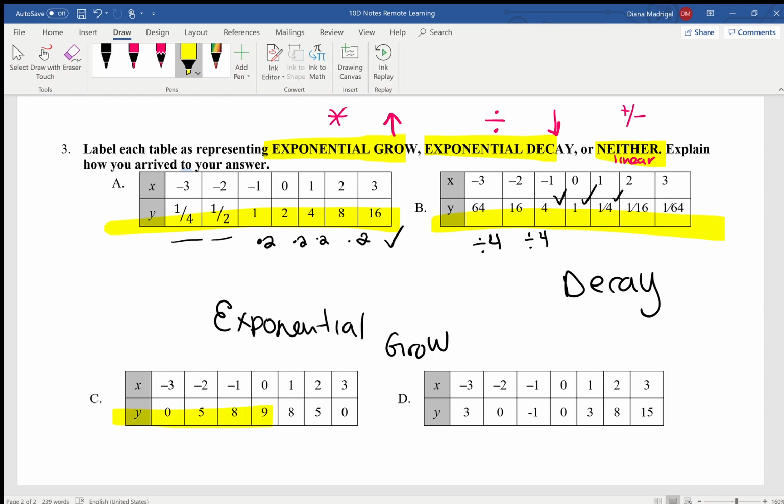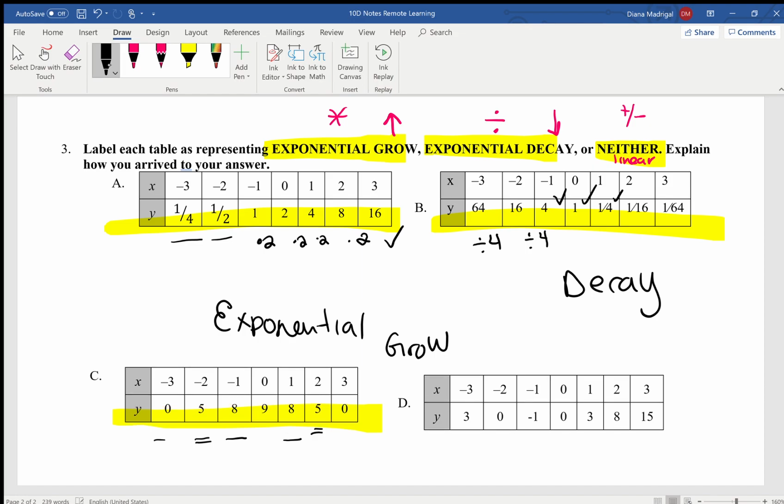And the last ones, I have 0, 5, 8, 9, 8, 5, 0. All right, look at this pattern. It goes 0, 5, 8, 9, and then it repeats itself: 8, 5, 0. So this one is neither. It can either go all the way up or all the way down, but it cannot go up and then down, okay? So this one's neither.